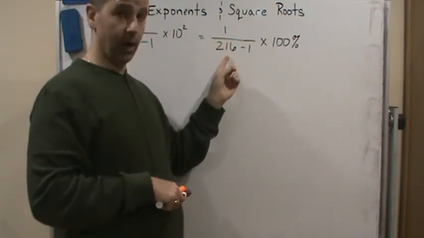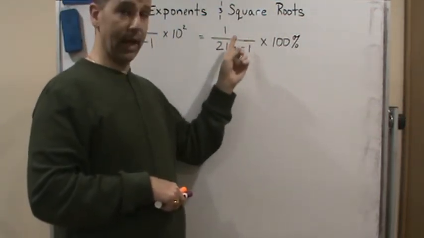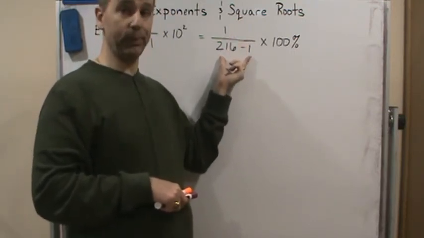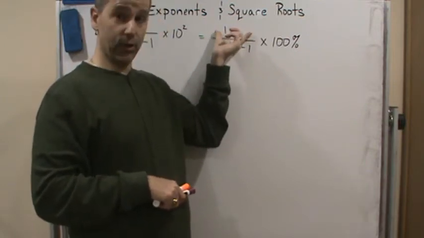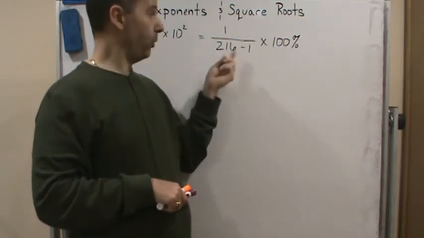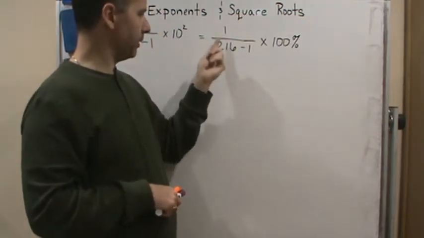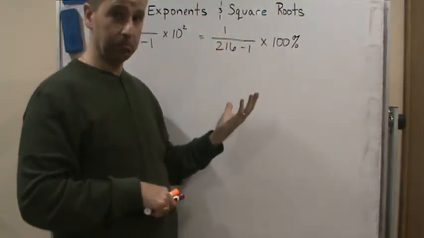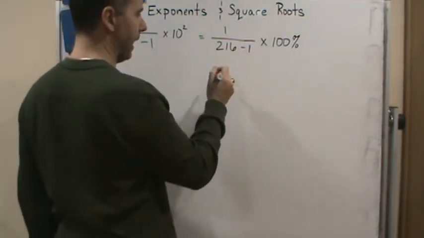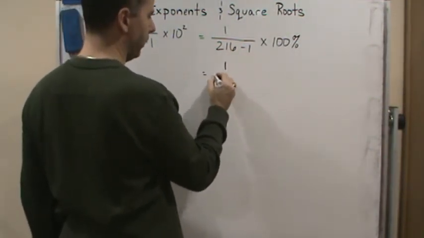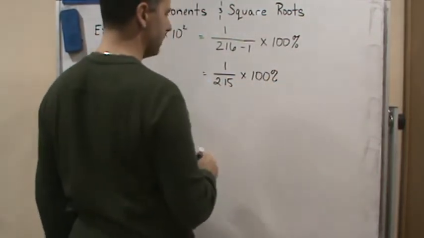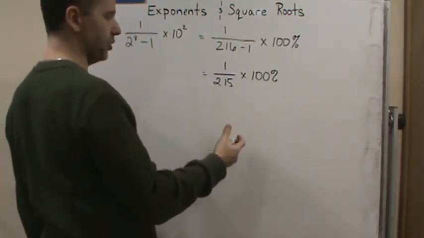If we're dealing with fractional bars where we've got something going on the top or the bottom or both, we want to treat those like grouping symbols. So in other words, we're going to handle whatever's going on the top and whatever's going on the bottom first before we divide. Because right now, we're not going to be able to divide this the way it looks. So let's simplify the bottom. And so this is going to be 1 over 215 times 100%.